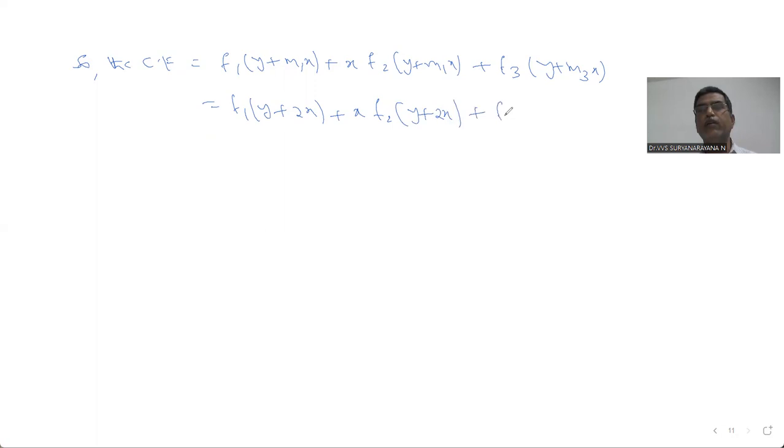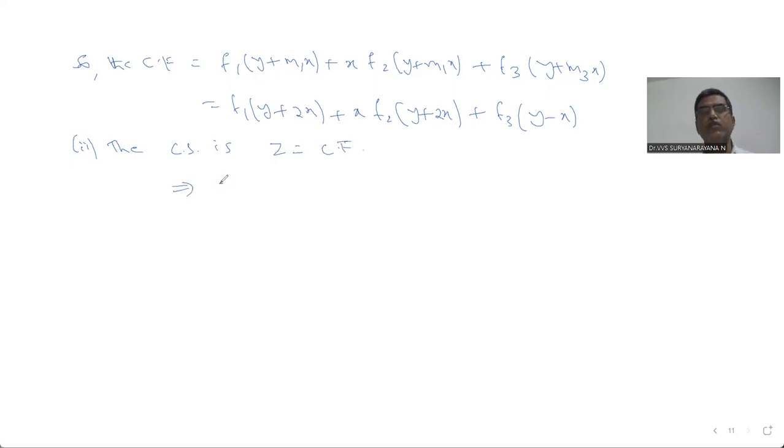And what is m3? Minus 1. So y minus x. So this is the complementary function. This is step number 1. In place of m2, we will write m1 and put x outside as one of the factors. So step 2 is, the complete solution or the general solution is given by z equal to CF.